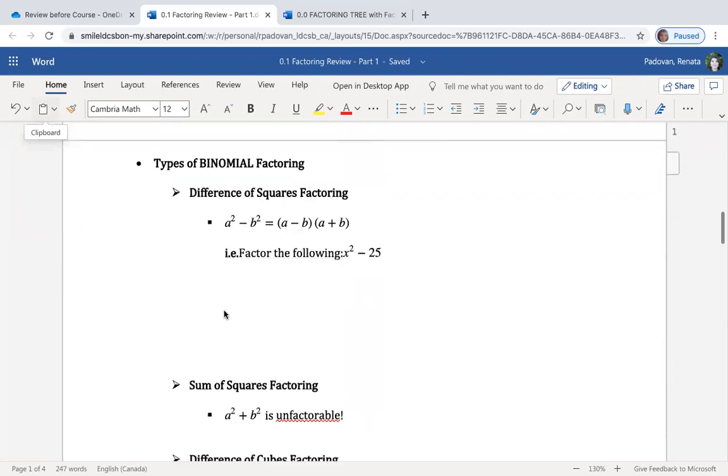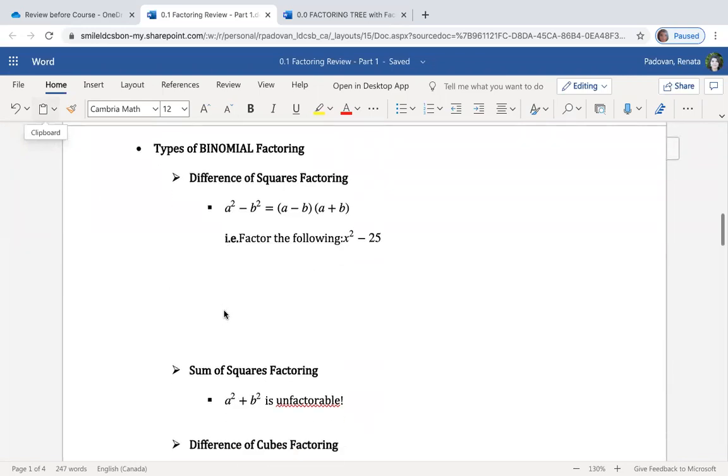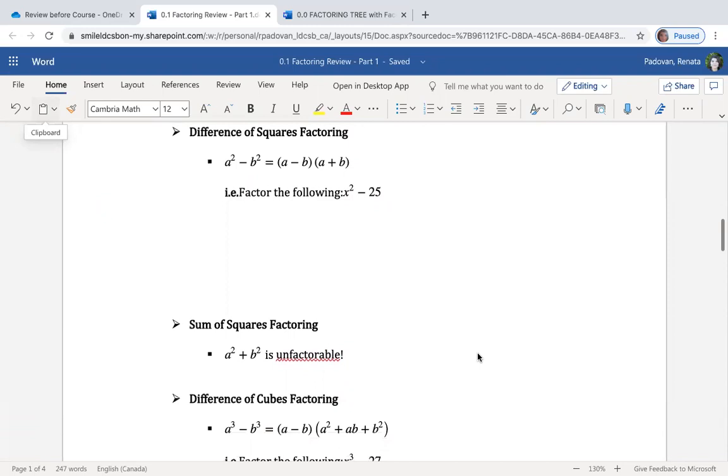Binomial factoring, meaning if I have just two terms, there's difference of squares factoring. So here's an example, x squared minus 25. So there's a negative sign there. That's what the difference means, right? Difference of squares, meaning that it has to have a negative sign in between them to be difference of squares. And each original term has to be a perfect square.